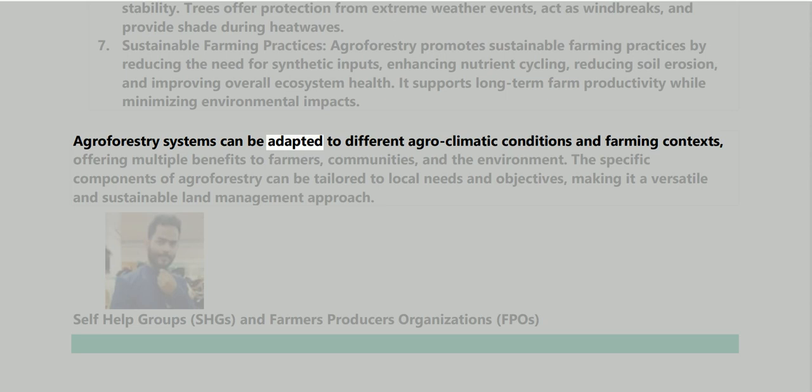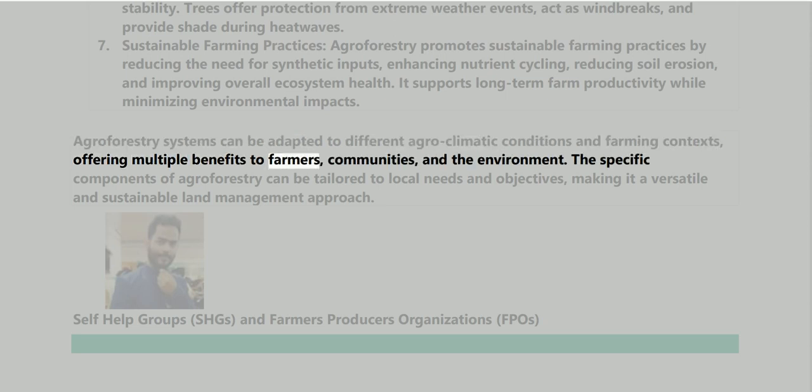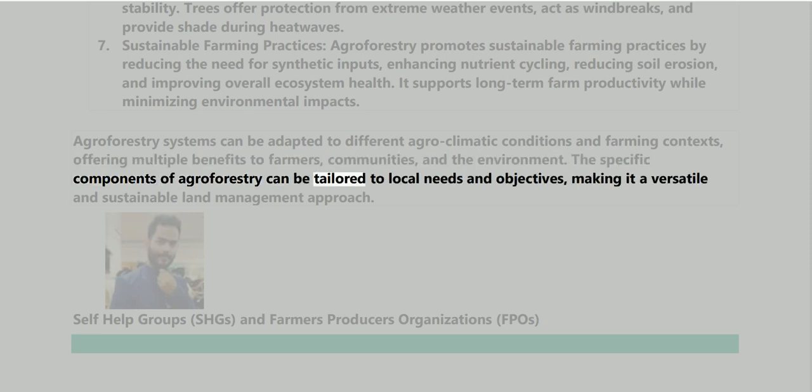Agroforestry systems can be adapted to different agroclimatic conditions and farming contexts, offering multiple benefits to farmers, communities, and the environment. The specific components of agroforestry can be tailored to local needs and objectives, making it a versatile and sustainable land management approach.